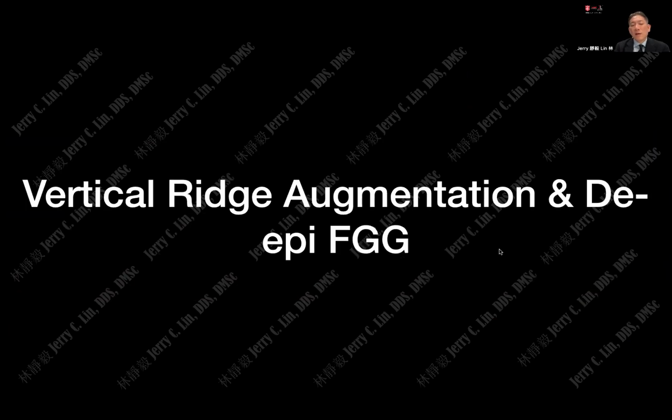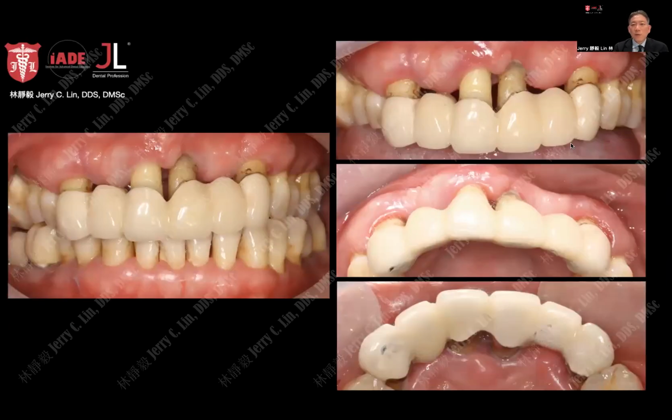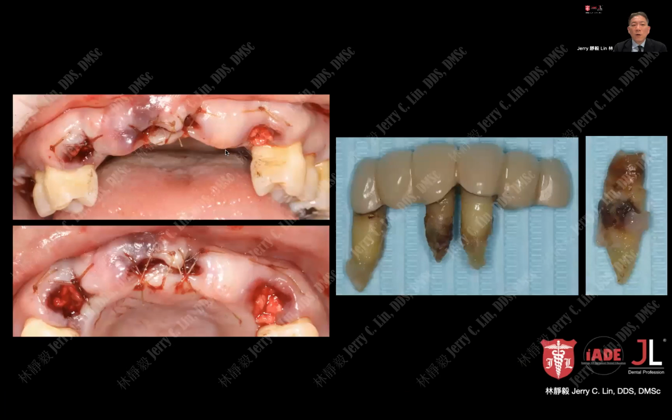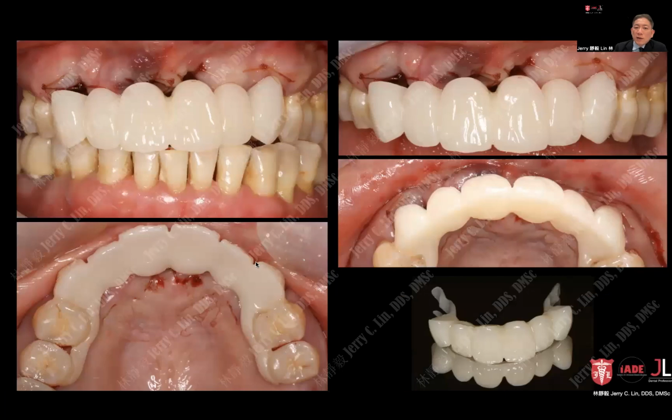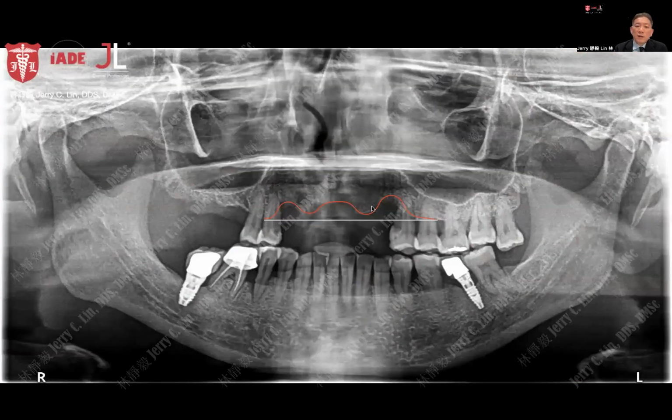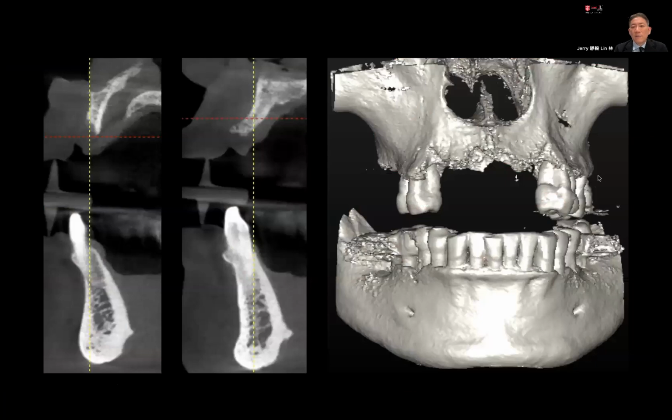So the last case, for massive bone augmentation, I would like to share with you. In this particular case, the patient came in with severe periodontal disease and failing implants, and hopeless teeth from canine to canine. So those teeth were extracted and the soft tissue healed up. I gave the patient a Maryland bridge as a transitional stage. In 2 months after extraction, the soft tissue healed pretty well, leaving a very huge defect here.